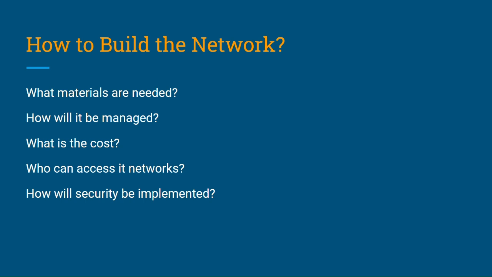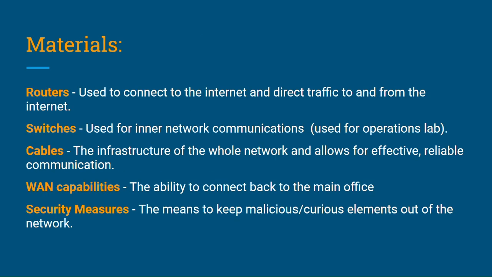So, for the network to be built, there are a few things that need to be taken into consideration. The first is the materials, and following that, naturally, is the cost of those materials and how it will be finally secured and made sure to be protected in a way that will keep the company's and campus's assets secure and unable to be tampered with. So first is the materials.